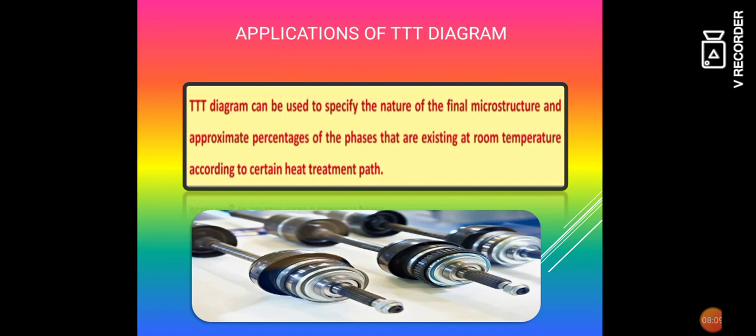Now let us see the applications of TTT diagram. The TTT diagram can be used to specify the nature of the final microstructure and approximate percentages of the phases that are existing at room temperature according to certain heat treatment path. So that by heating the material and holding the material for some time and then cooling, different types of materials will be manufactured. One of those applications is given in the figure.